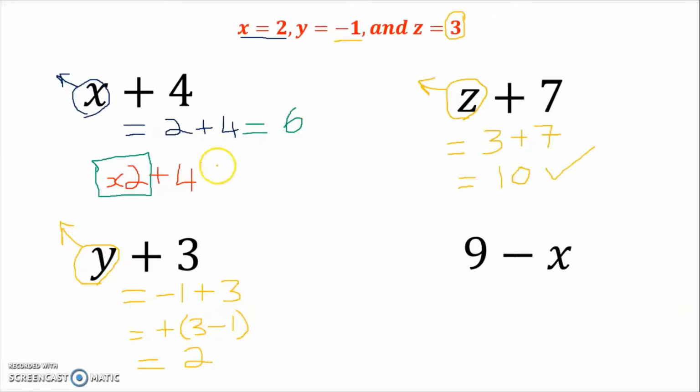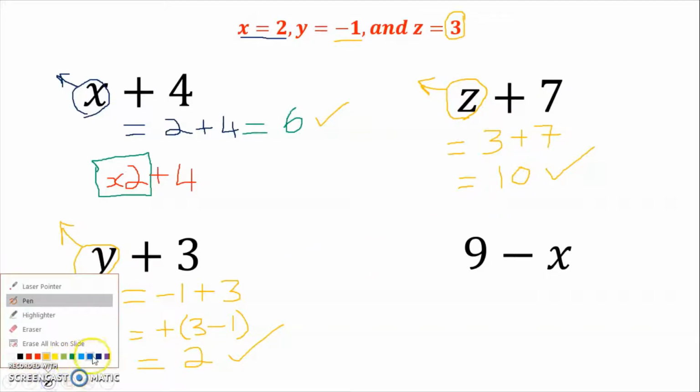This was your answer for number 1: x plus 4 equals 6. This was the answer for number 2, because y plus 3 equals positive 2. And this is the answer for number 3: z plus 7 equals positive 10.